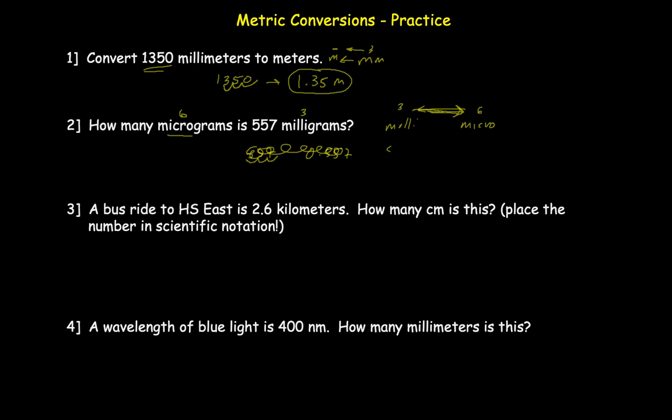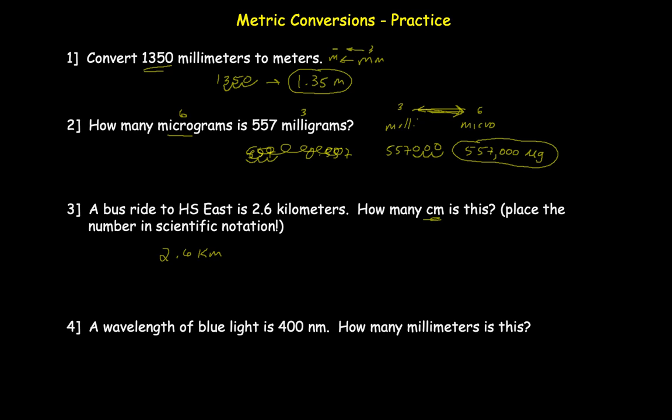All right. So we have 557, and we're going to go from milligrams to micrograms. So we're going to go forward 3. So we're going to go 1, 2, and 3. And we'll have 557,000 micrograms. The prefix for micro, sometimes you'll see a little symbol. It's like a little mini u, micro grams. Okay, so that becomes that. Sorry about that mistake.